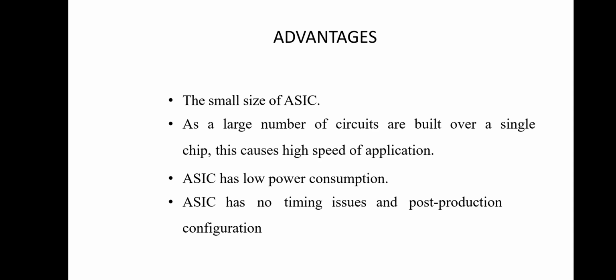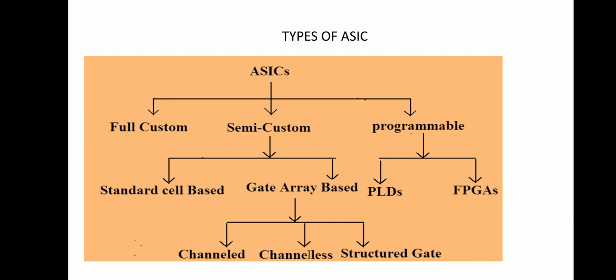Advantages of application specific integrated circuits are that their size is small. For example, in a toy car, there is a small chip. As a large number of circuits are built over a single chip, this gives high speed of application. ASIC has low power consumption, and also ASIC has no timing issues and allows post-production configuration.